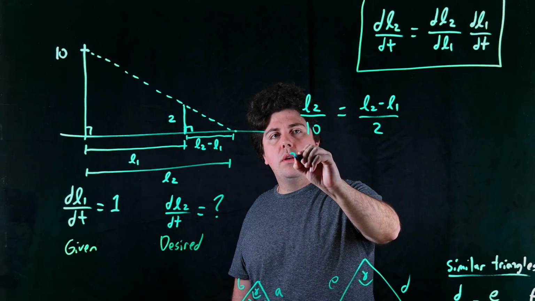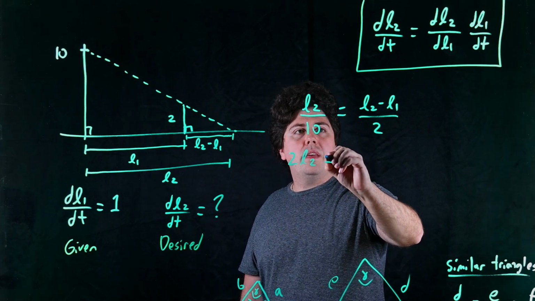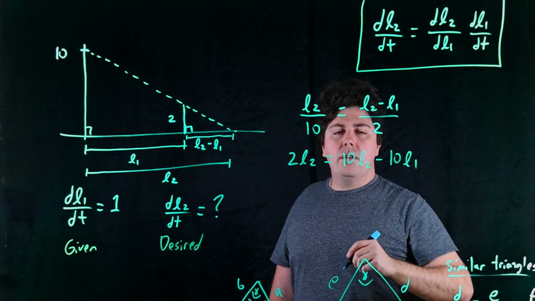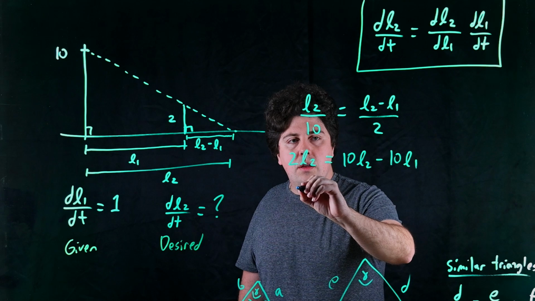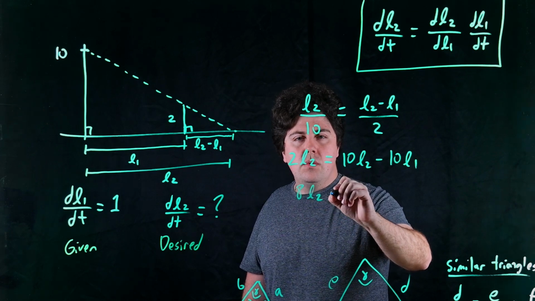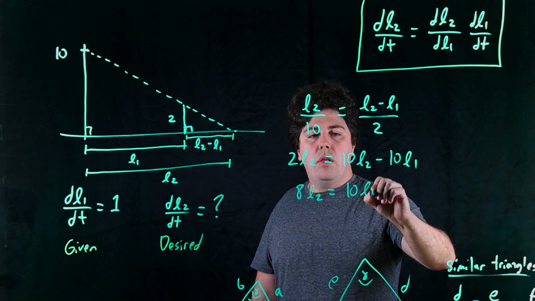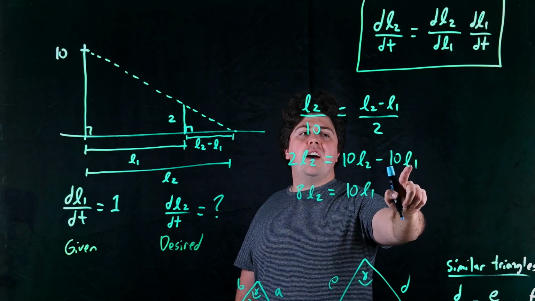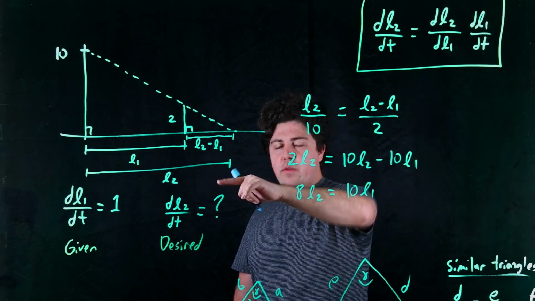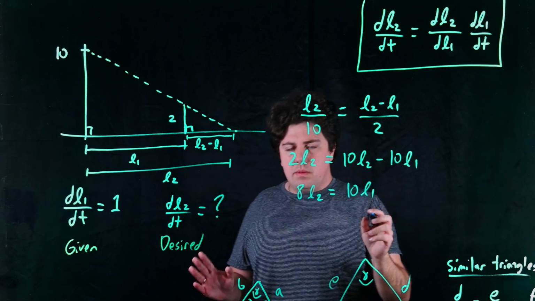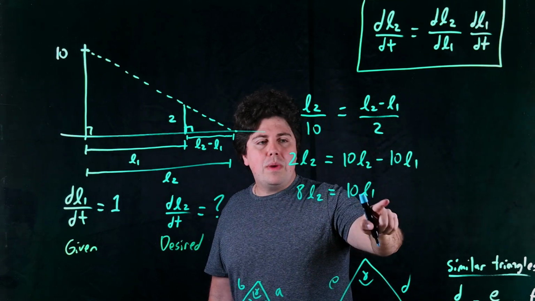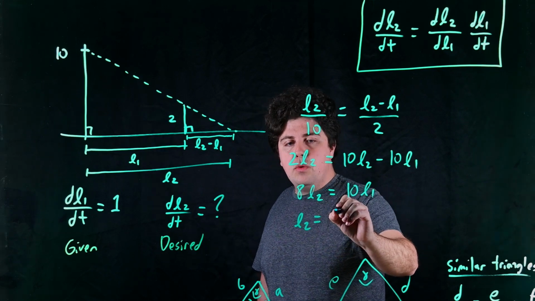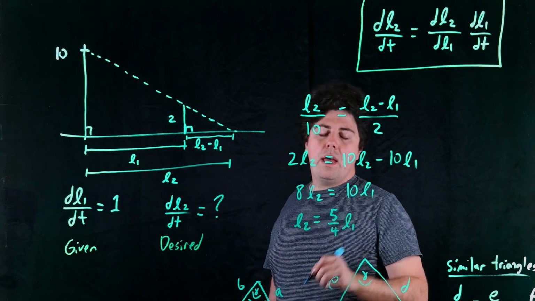But now we can solve this. This turns into 2L2 is equal to 10L2 minus 10L1. All right, and this means that 8L2 is equal to 10L1. All I've done is bring this 2L2 over to this side, and I've brought the minus 10L1 over to the other side, and I suppose I switched the sides, but I don't think that's too terribly confusing. We get this equation here, notably that L2 is equal to 10 over 8, which is 5 over 4, L1.